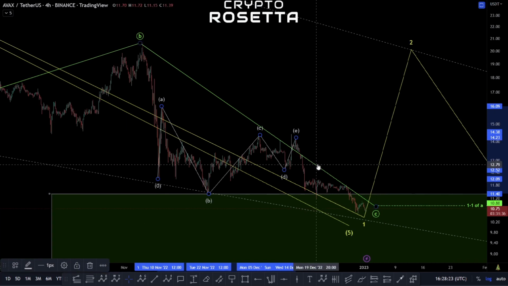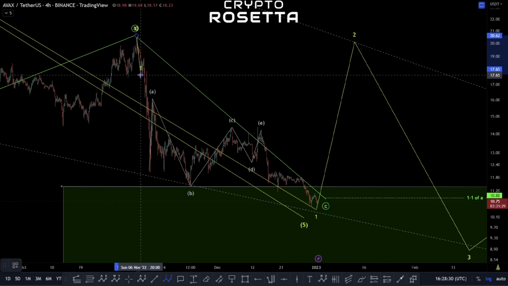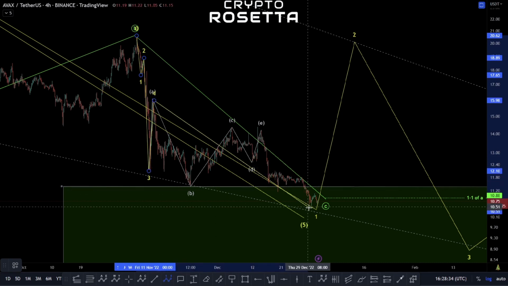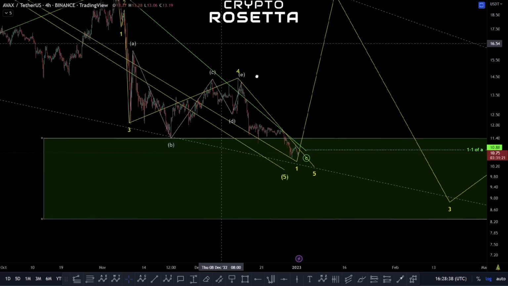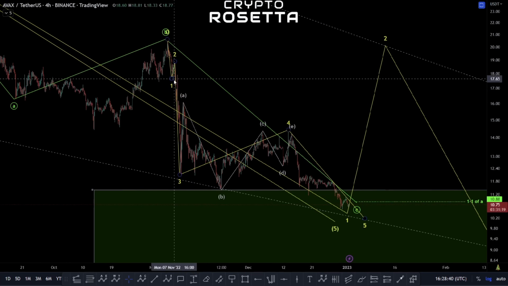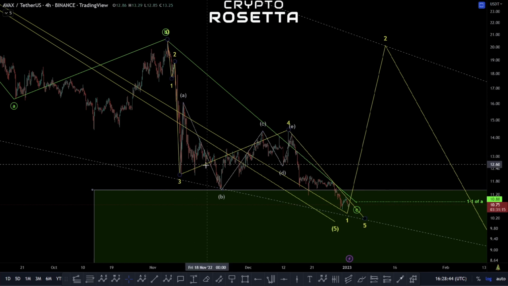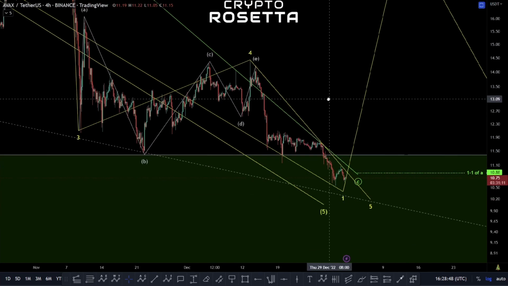So basically, if we were looking at this as the potential for a diagonal here, what we could then count this as is a 1, 2, 3. All of this would actually be a wave 4, and then we're looking for that 5th wave to the downside. The problem with this is that the relation to the wave 2 is not very good, and it just doesn't look right.